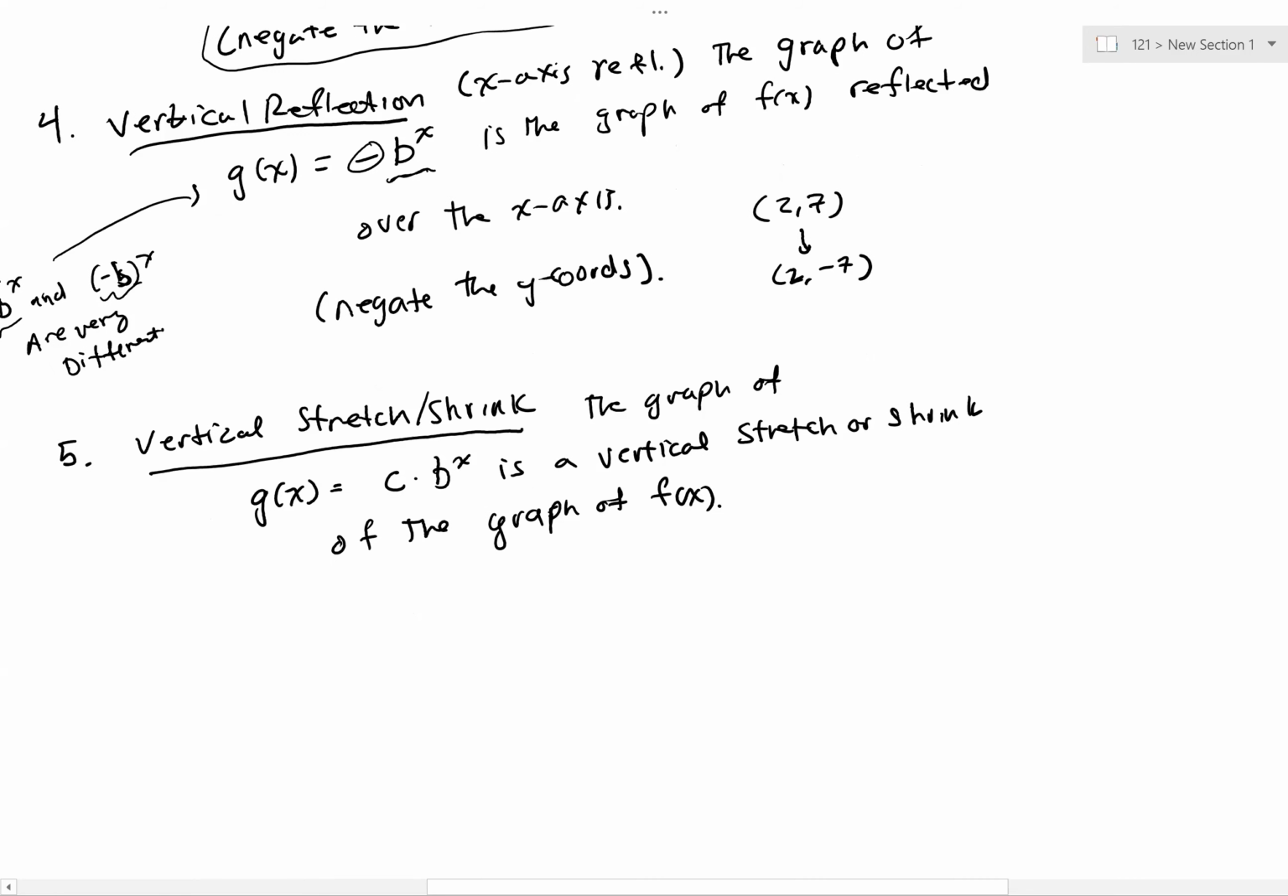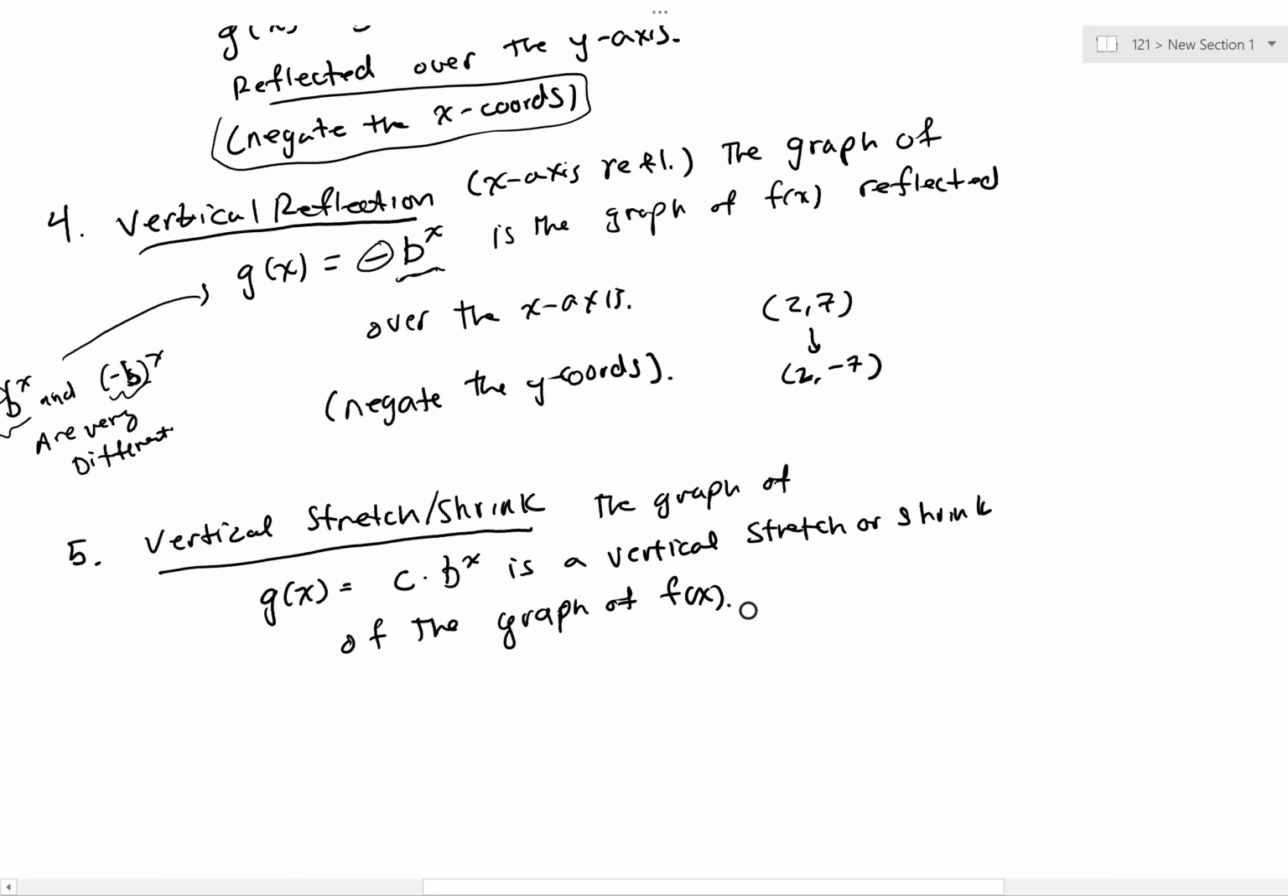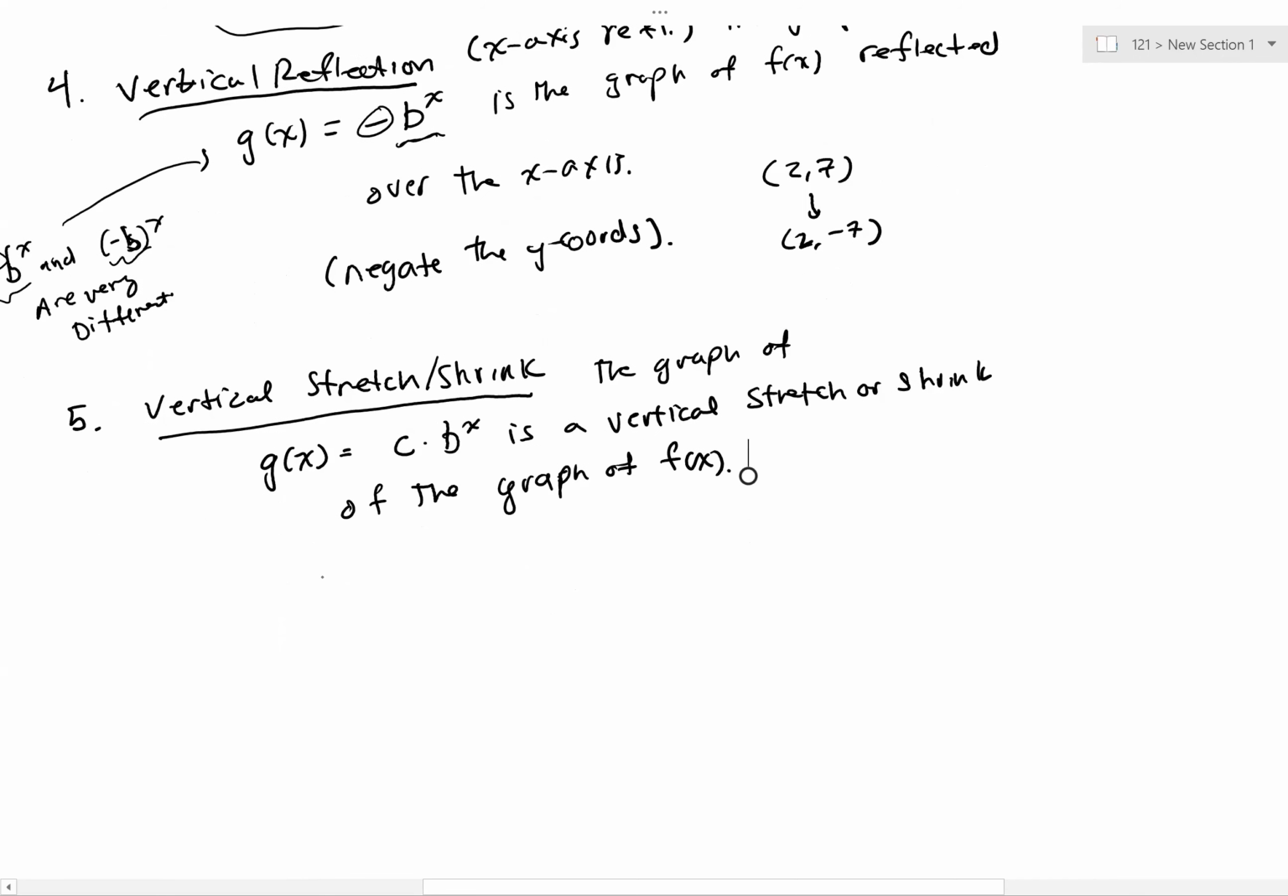So how do you know which is which? Well, this is opposite of what we saw with the horizontal, okay? So if c is between 0 and 1, then there's going to be a vertical shrink. If c is larger than 1, we get a vertical stretch.